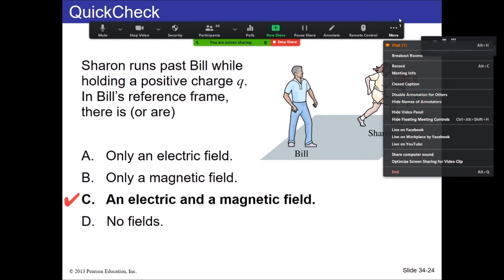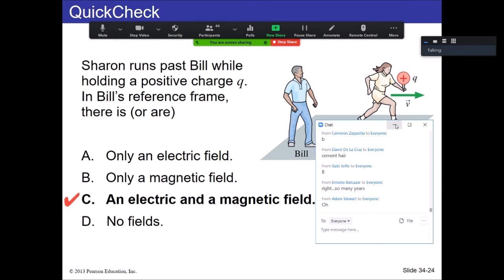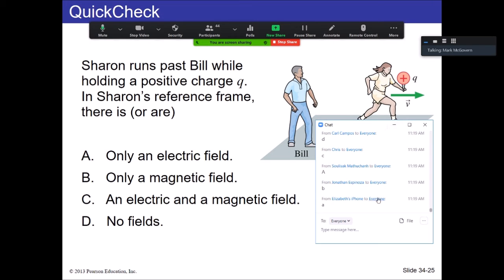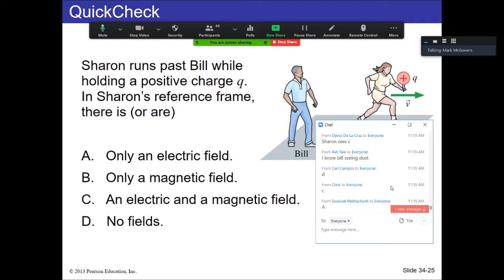Great. Now, follow-up question here. What does Sharon see now? A's and B's and C's and D's. There is chaos in the chat.